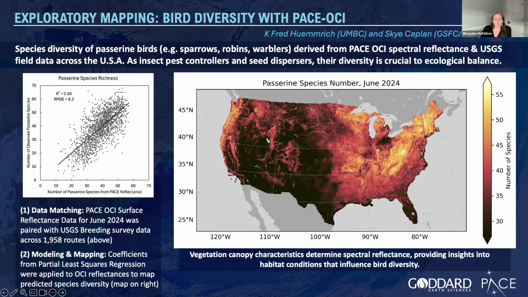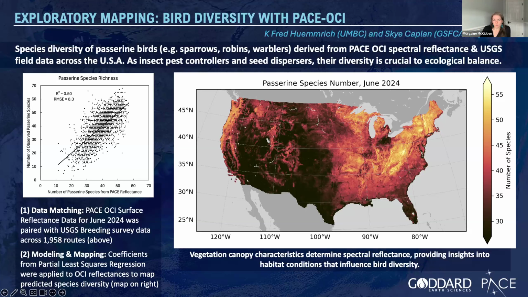Their diversity is really important to ecological balance because these birds control pests and are seed dispersers, etc. Fred did some cool work here, where he almost always uses some type of in situ data. Here he's using in situ USGS breeding survey data from close to 2,000 routes across the country. He's taking that data and the PACE data that coincides with it and doing a partial least squares regression across all the spectra of the PACE data.